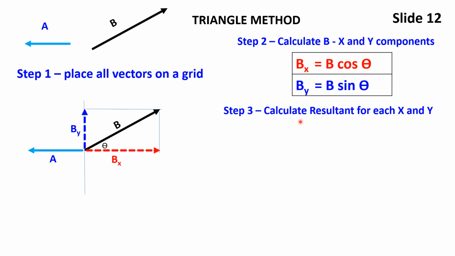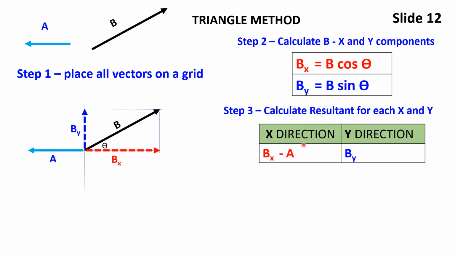The third step is to calculate the resultant for each of the X and Y directions. Here on the X direction, I have two vectors: A to the left and B to the right. If I use right as my positive reference, I can say that BX minus A will give me the resultant on the X direction. On the Y direction, I just have BY. I don't have any component for A because A is aligned on the X direction.